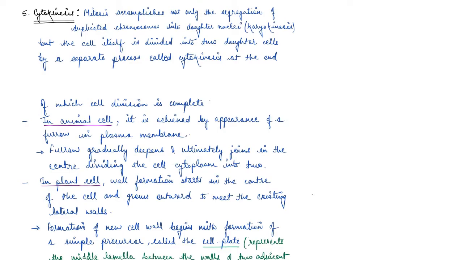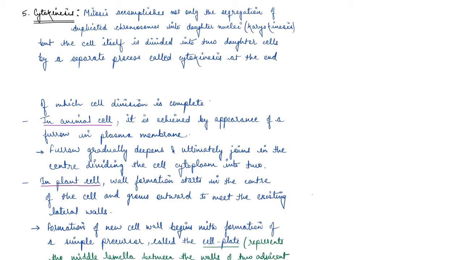Now, what happens in a plant cell? Because they have a cell wall as well. In a plant cell, the wall formation starts in the center of the cell. So it's the opposite, right? This wall formation starts in the center of the cell and grows outward to meet the existing lateral walls, right? Formation of the new cell wall begins with formation of a simple precursor which is known as the cell plate. Basically this is the middle lamella between the walls of two adjacent cells.